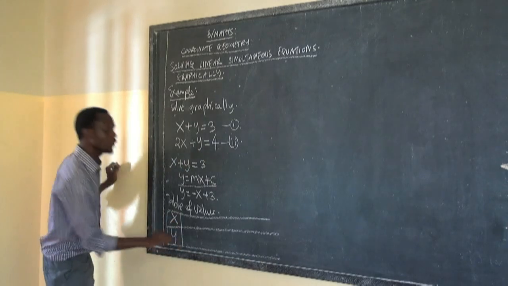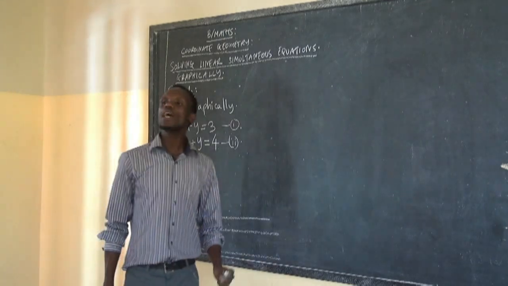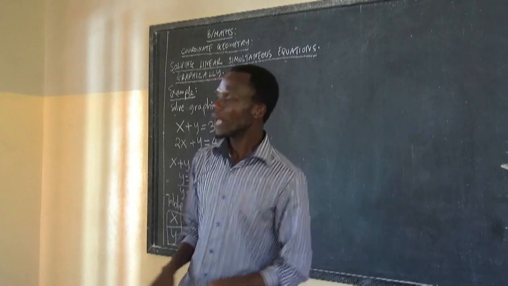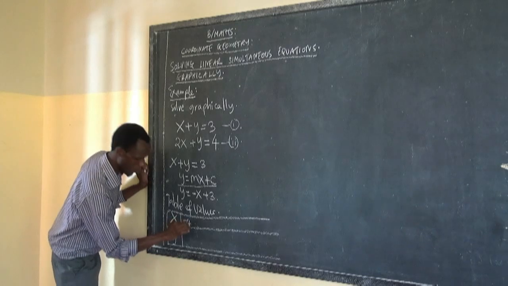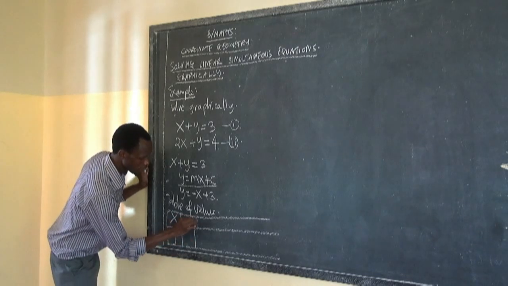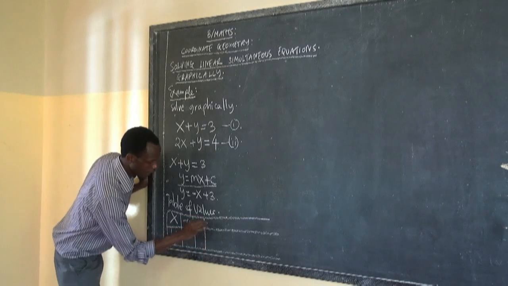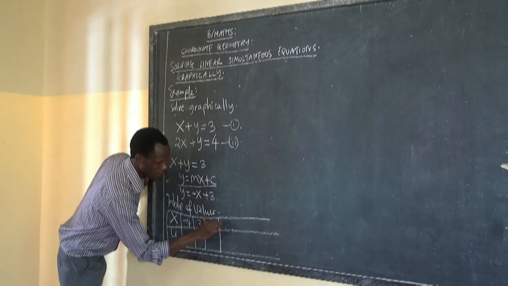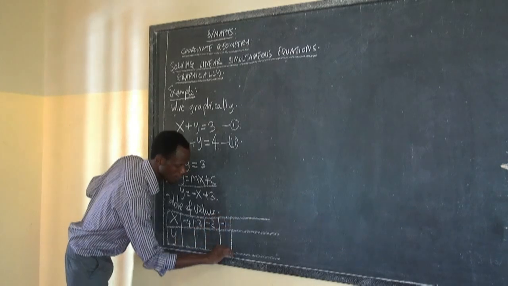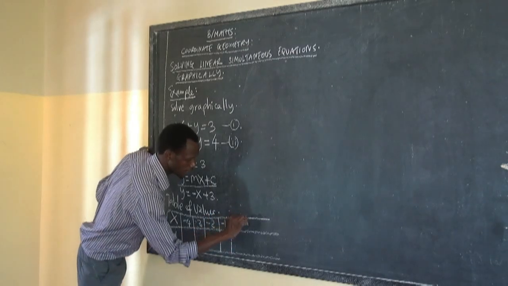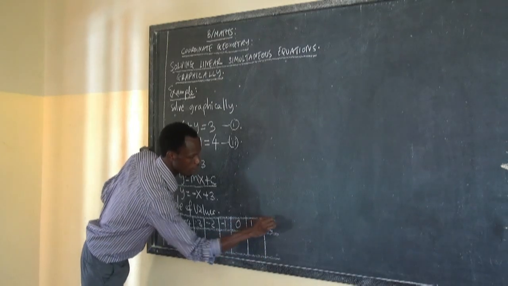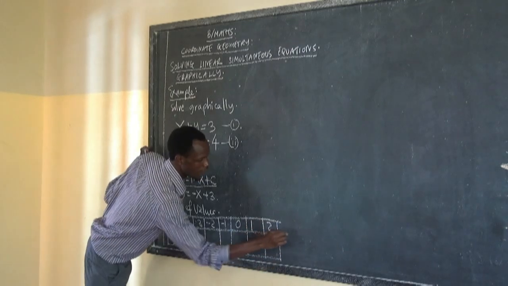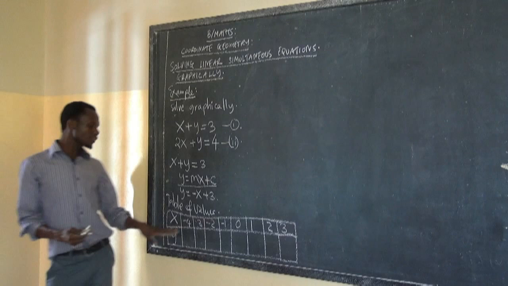Now x, you can even imagine. You definitely think about it. Just think about it, starting with negative 4. Then negative 3. Then negative 2. Then negative 1. Then 0. Then 1. Then 2. Then let us stop here at 3.